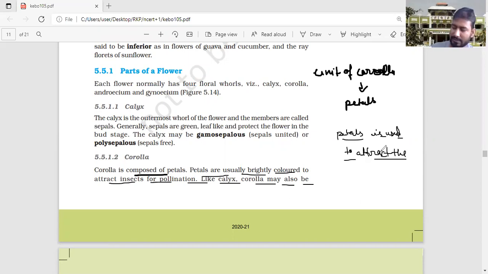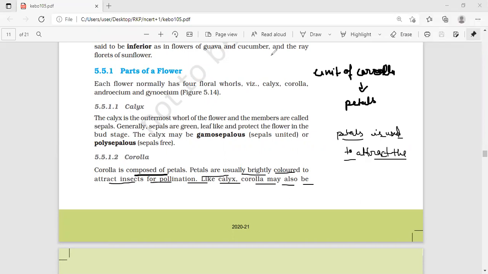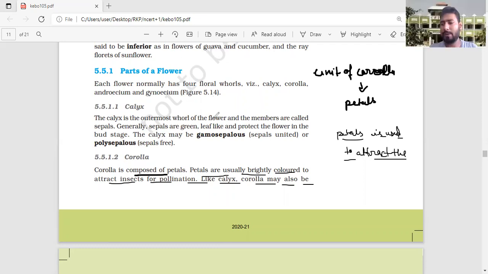Okay, wait 1 second, because my phone battery is very low, below 15%. Okay, now it is okay. Leave it. Let's continue.